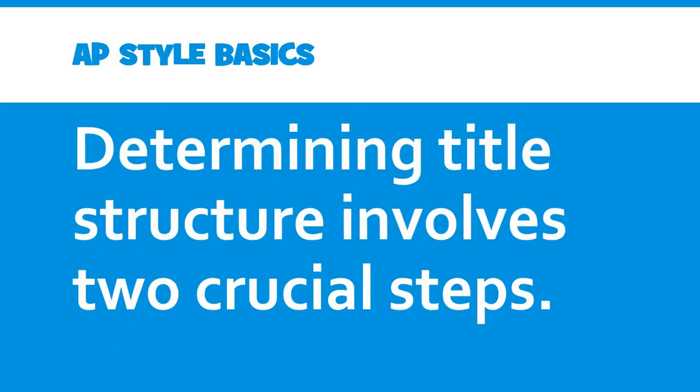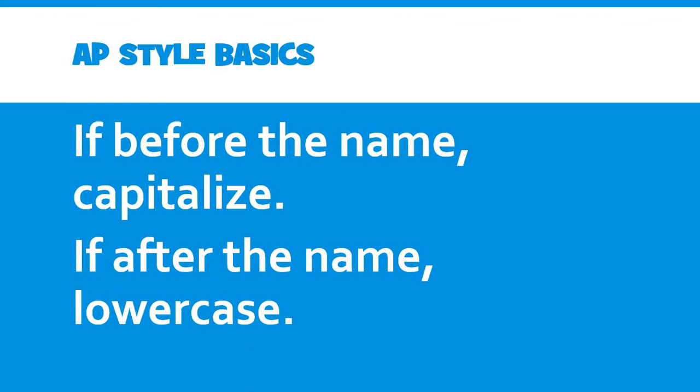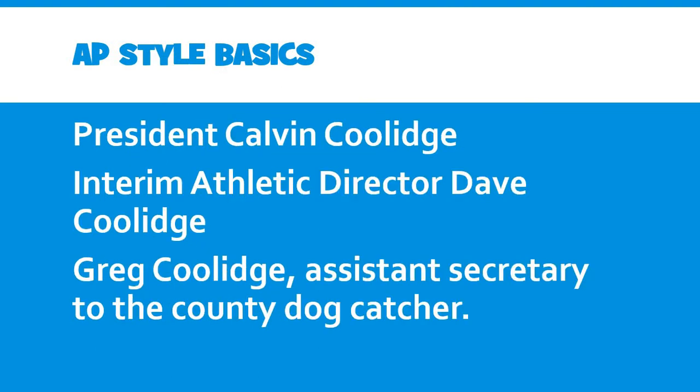And determining the title structure for AP style involves two very crucial steps. The first is looking at how many words long the title is. If the title is 3 words or fewer, you'll put it before the name. If it's 4 words or more, you'll put it after the name. And then that brings us to step 2. If it's before the name, it is capitalized. And if it's after the name, it's lowercase. If you can follow those basic rules, you'll be good. So the example here would be something like President Calvin Coolidge. The title is President. President is 1 word, so therefore it goes before the name. And because it's before the name, it's capitalized.